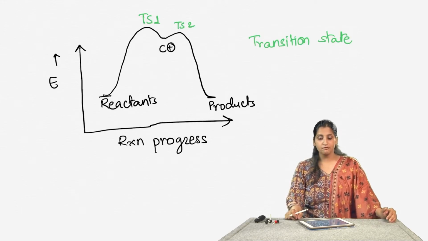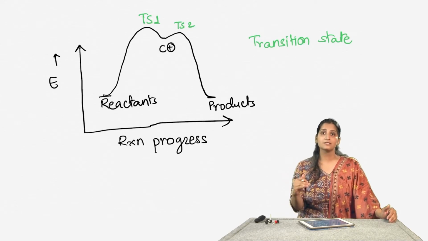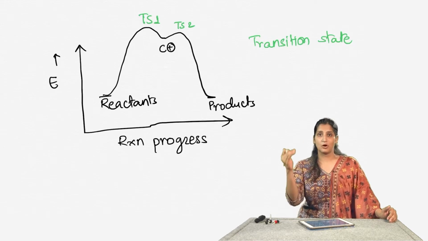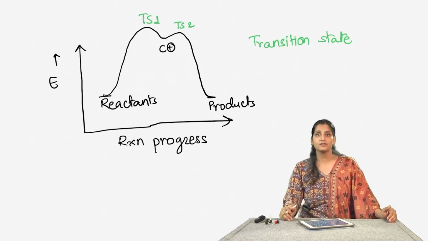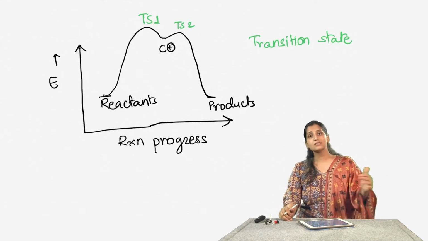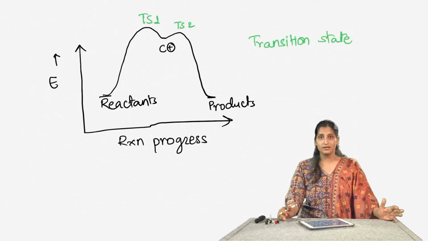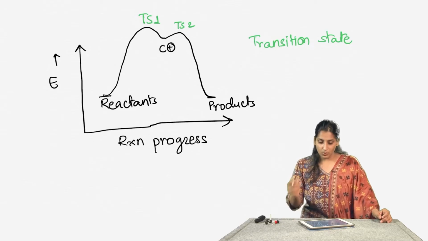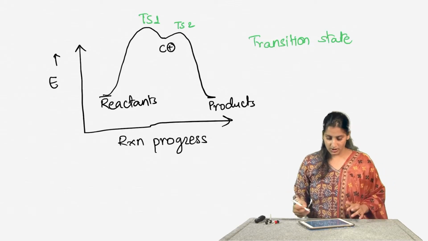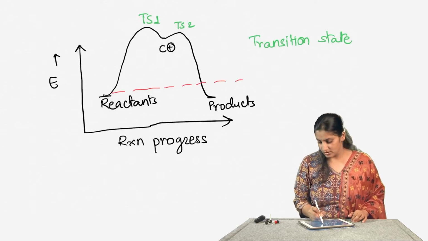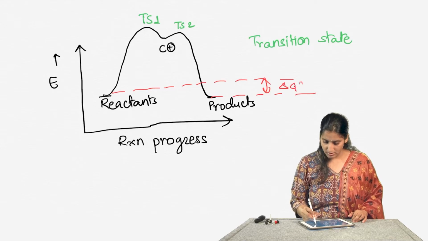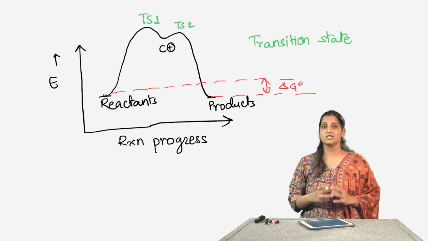If you think about it, the first step is an endergonic step, meaning the delta G is positive, we are going to form a high energy carbocation, and the second step is an exergonic step, where the delta G° is negative for the reaction. But the total delta G° change between the reactants and products will be the energy change in the reaction.